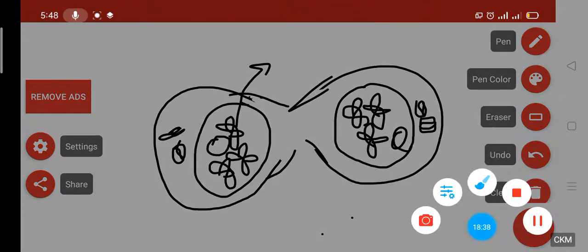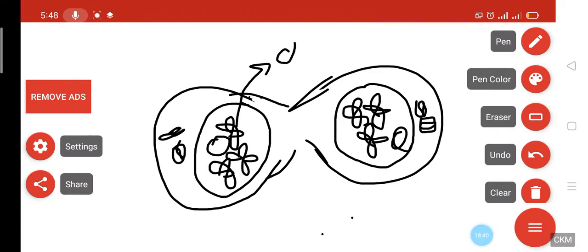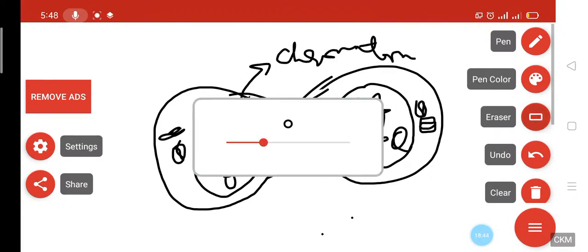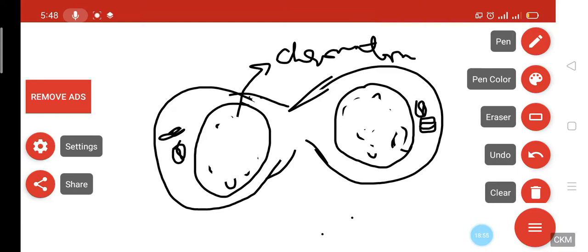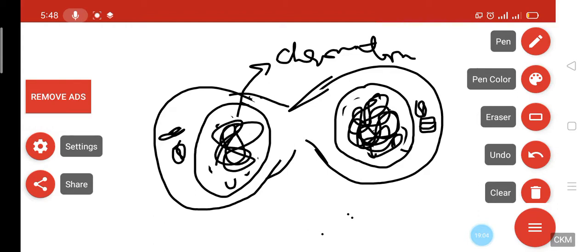The chromosomes will start converting themselves back into the thread-like structure, which is chromatin. So these chromosomes, which we have seen, are going to become chromatin, converting back into the thread-like structure known as chromatin.